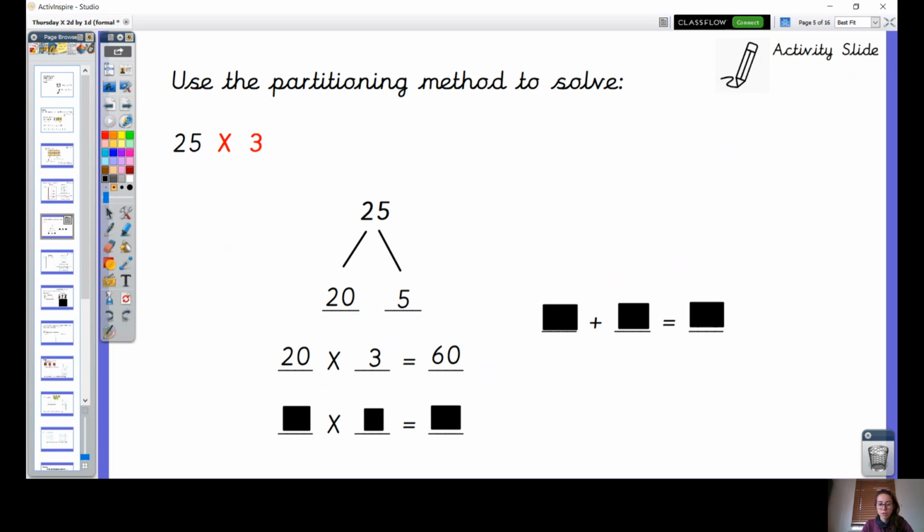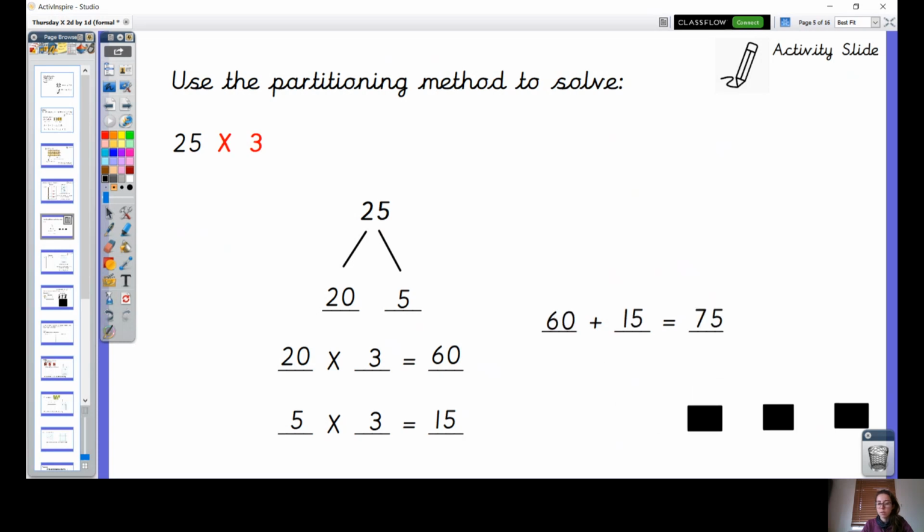Your next calculation should have been 5 times 3. We've timed the 20 by 3, and now we're timesing the 5 by 3. That's 15. And the last little bit that we have to add these two totals together. So 60 add 15 is 75. Tick those if you got it right. If you didn't on this occasion, don't worry, we're going to look at the other method now, which you might find more useful for you. Okay.